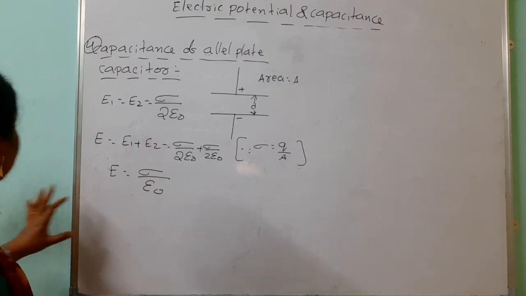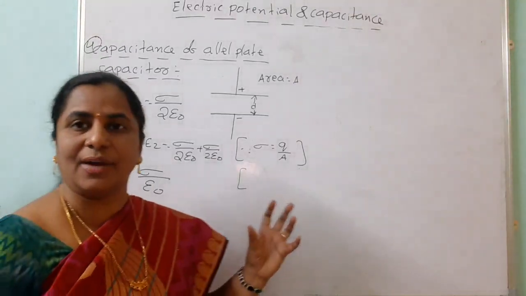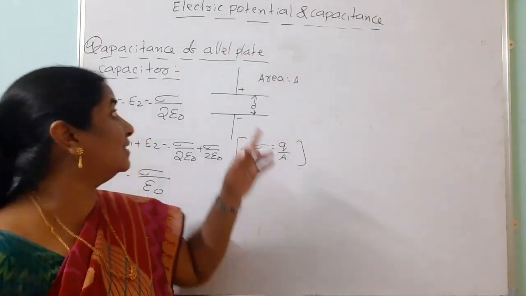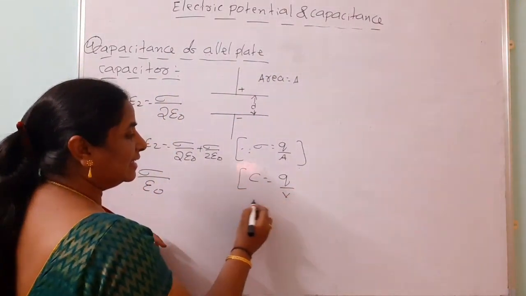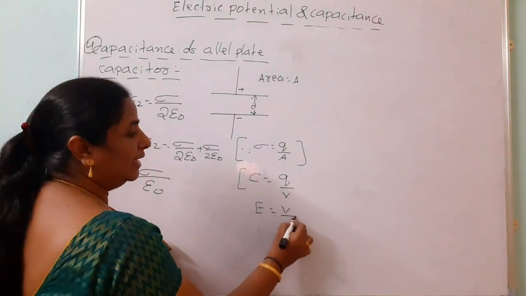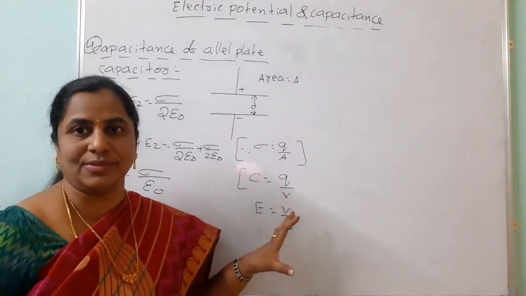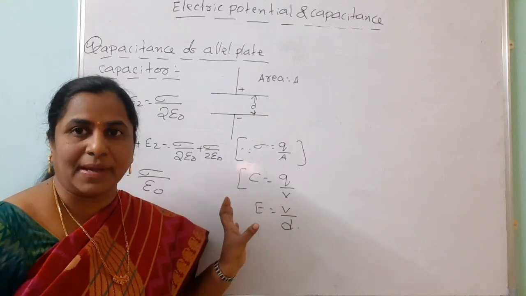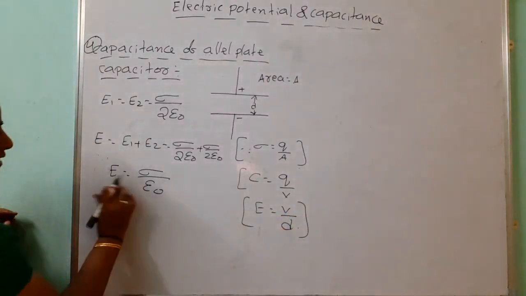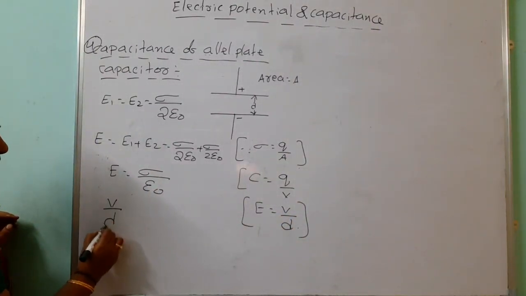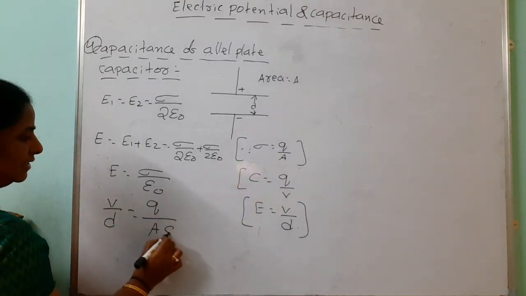But instead of intensity, what is the relation between intensity and potential? For this question we must know the concept. Capacitance formula is C equals Q by V. And the relation between intensity and potential is E equals V by D. Surface charge density is Q by A. When you know all these formulas, only then can you derive the expression for capacitance of the parallel plate capacitor. Now we can substitute all values. Look here. Instead of E, we write V by D. Instead of sigma, we write charge per unit area. This is called the surface charge density also.